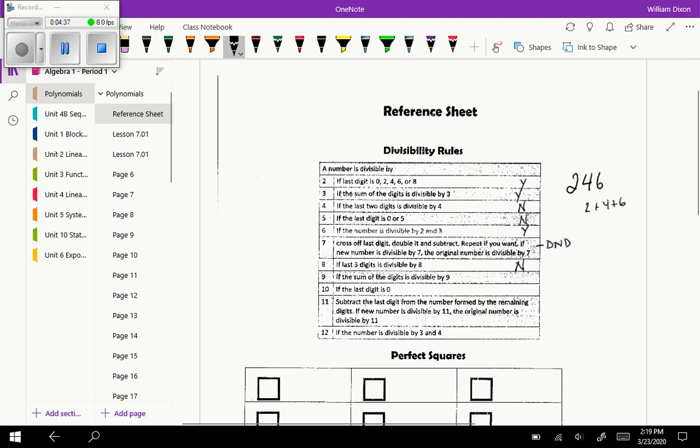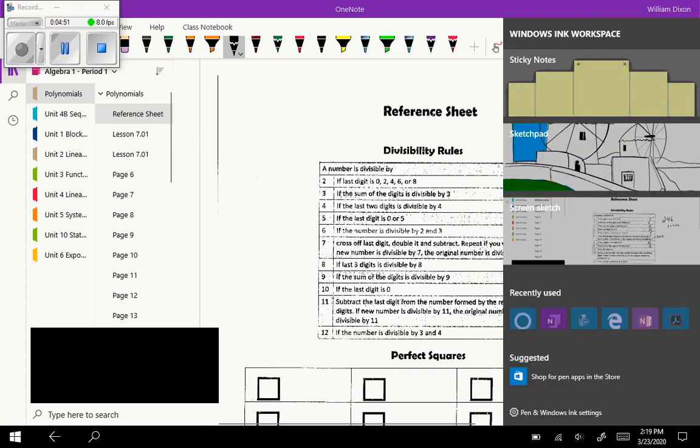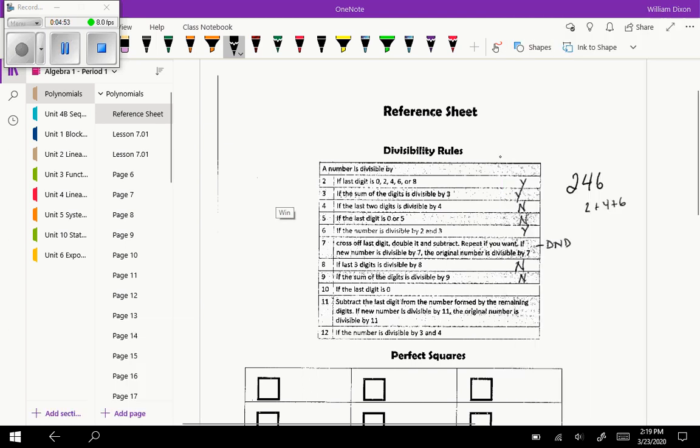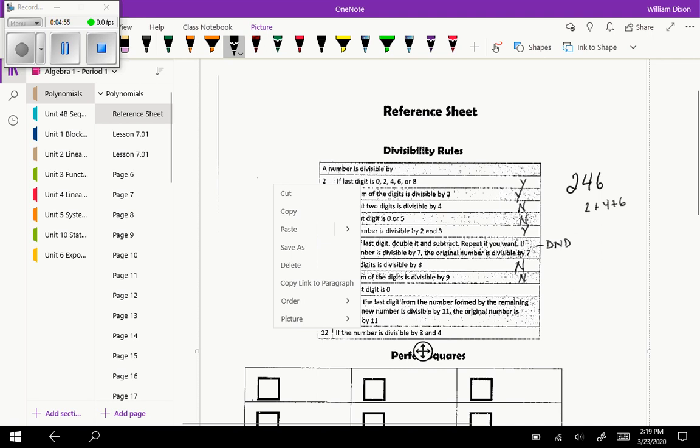9. If the sum of the digits is divisible by 9, well, we've already gone through that. We said it's 12. That's not divisible by 9. All right. If the last digit is 0 for 10, another one I've always liked. I mean, that's just as straightforward as it gets. 10, 20, 30, 100, all end in 0, all divisible by 10. So that's a no.